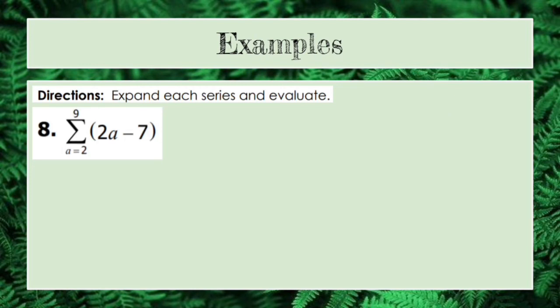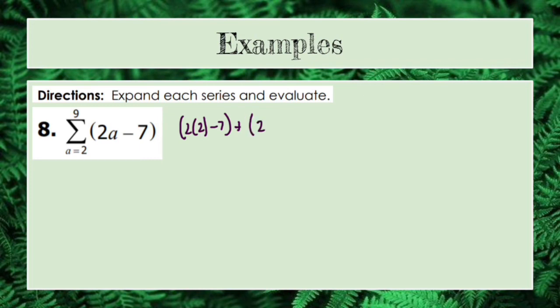We are going to do one more example together, and that is the sum from 2 to 9 of 2a minus 7. Let's write that out. 2 times 2 minus 7. And so notice that this one starts at 2. It doesn't always start at 1.